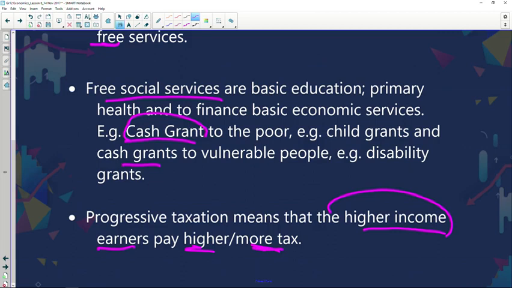Just know what a progressive tax system is, and also be aware of some of the social services that are funded through the progressive tax system: basic education, primary health, and also to finance some basic economic services. For example, we did mention the child grants and also the grants that are received by people that are living with a disability.